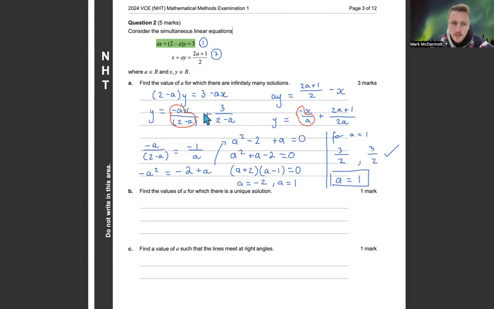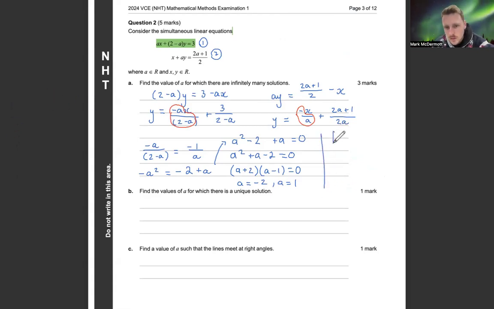Okay, obviously a is not equal to 1 because I just made a very small and silly error. 2 minus 1 is 1, so this one would have been 3 over 1. So that would give us same gradients, but different y-intercepts, which means that there would be no solutions. So let's try this out. Let's try for a equals -2.